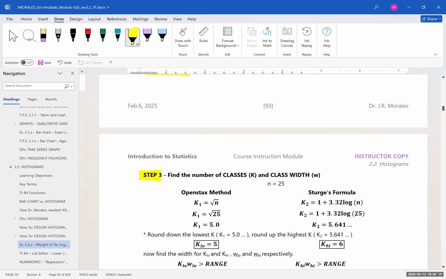Step 3 is to find the number of classes and the class width. So this is where we start to define histogram number 1 and histogram number 2. So we have one data set, but we're creating two histograms, one with a low number of classes and one with a high number of classes.